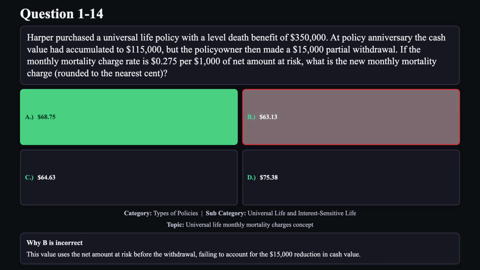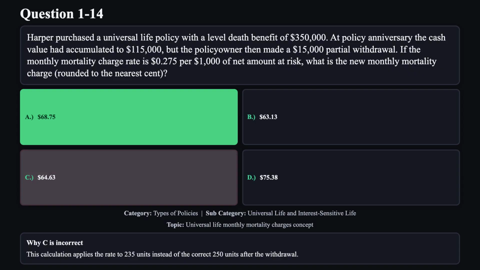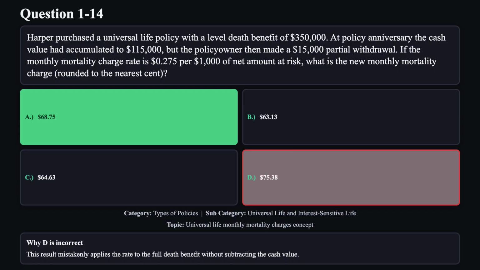Reason B is not correct. This value uses the net amount at risk before the withdrawal, failing to account for the $15,000 reduction in cash value. Reason C is not correct. This calculation applies the rate to 235 units instead of the correct 250 units after the withdrawal. Reason D is not correct. This result mistakenly applies the rate to the full death benefit without subtracting the cash value.